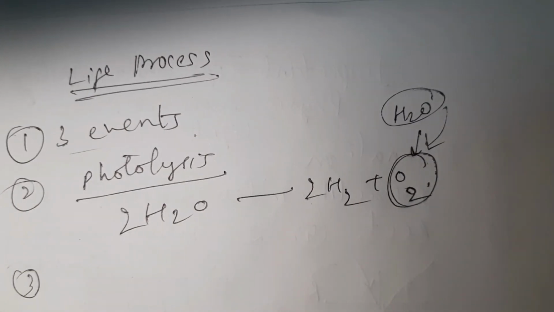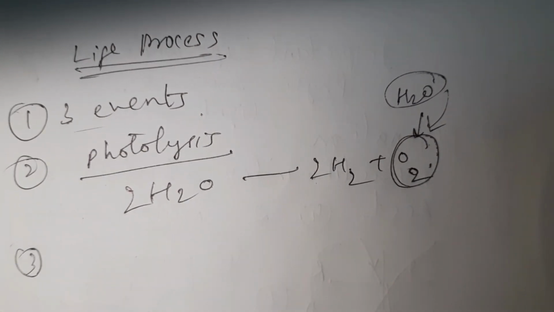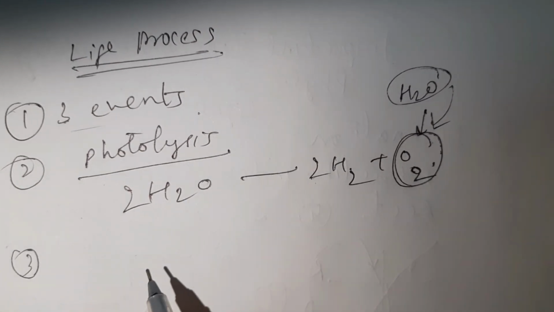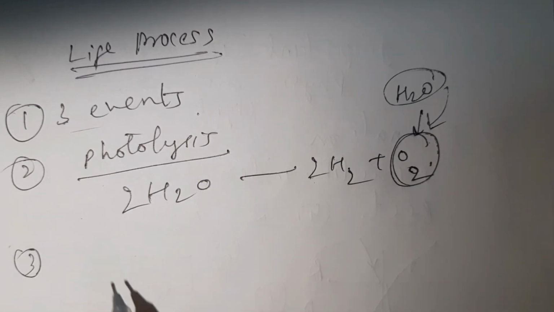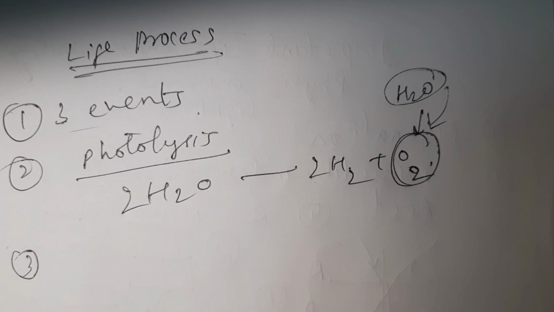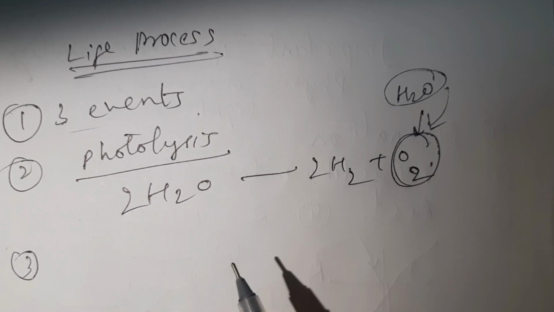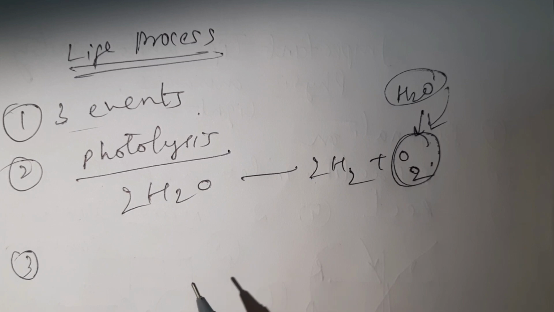Then the next one, why do desert plants keep their stomata closed during the daytime? Why do they keep it closed? They are in scarcity of water. The stomata's main function is helping in transpiration and exchange of gases. So if they keep their stomata open, then water will get evaporated. To avoid that, they keep their stomata closed during the daytime.